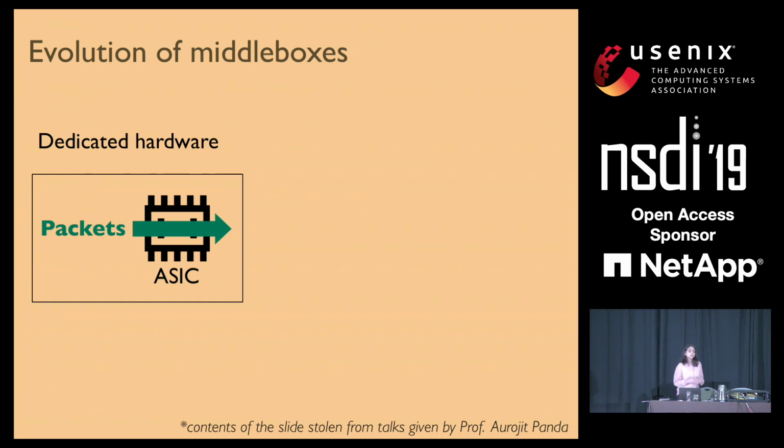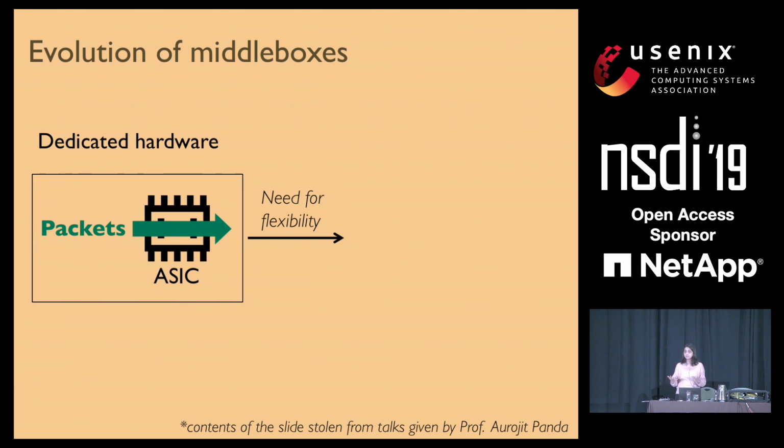Middle boxes were traditionally implemented as dedicated hardware boxes. The use of hardware was to keep up with the high rate at which packets arrive and the high rate at which they need to be processed. But while hardware provided us good performance, the inflexibility of hardware made it extremely difficult to update the middle boxes and to deploy new ones.